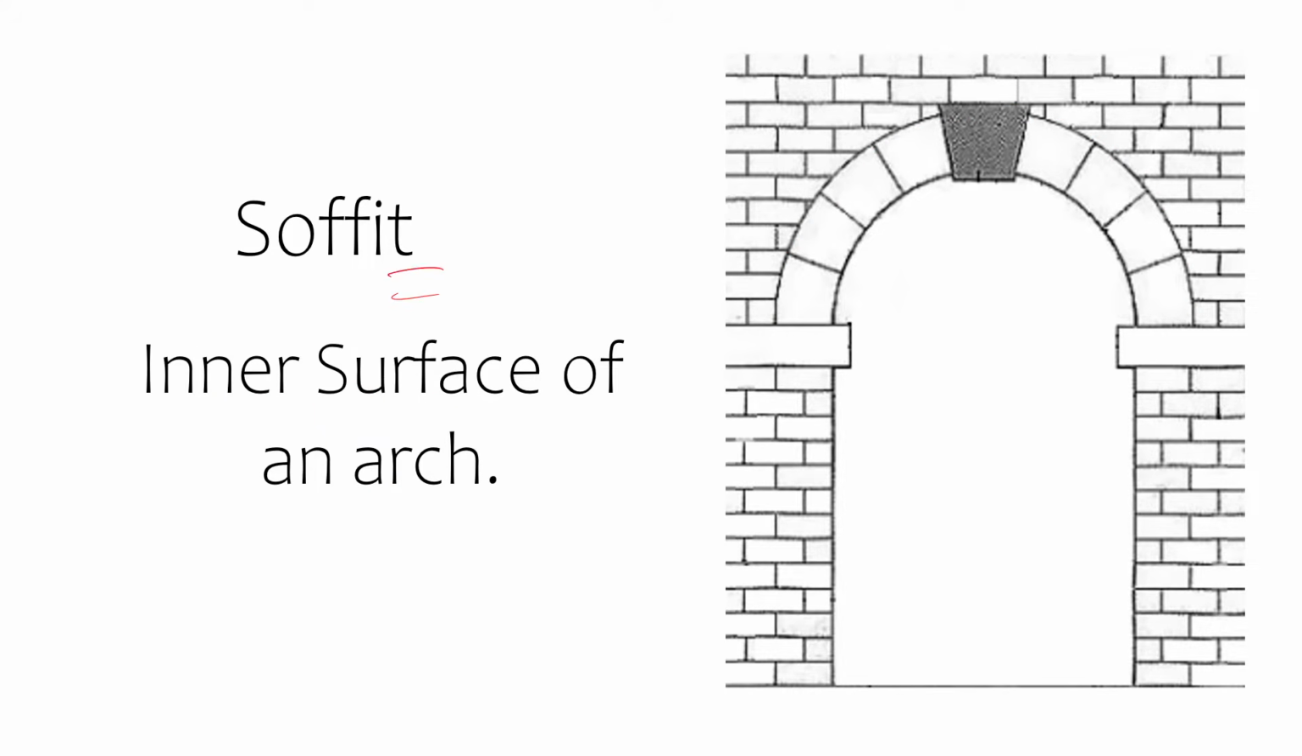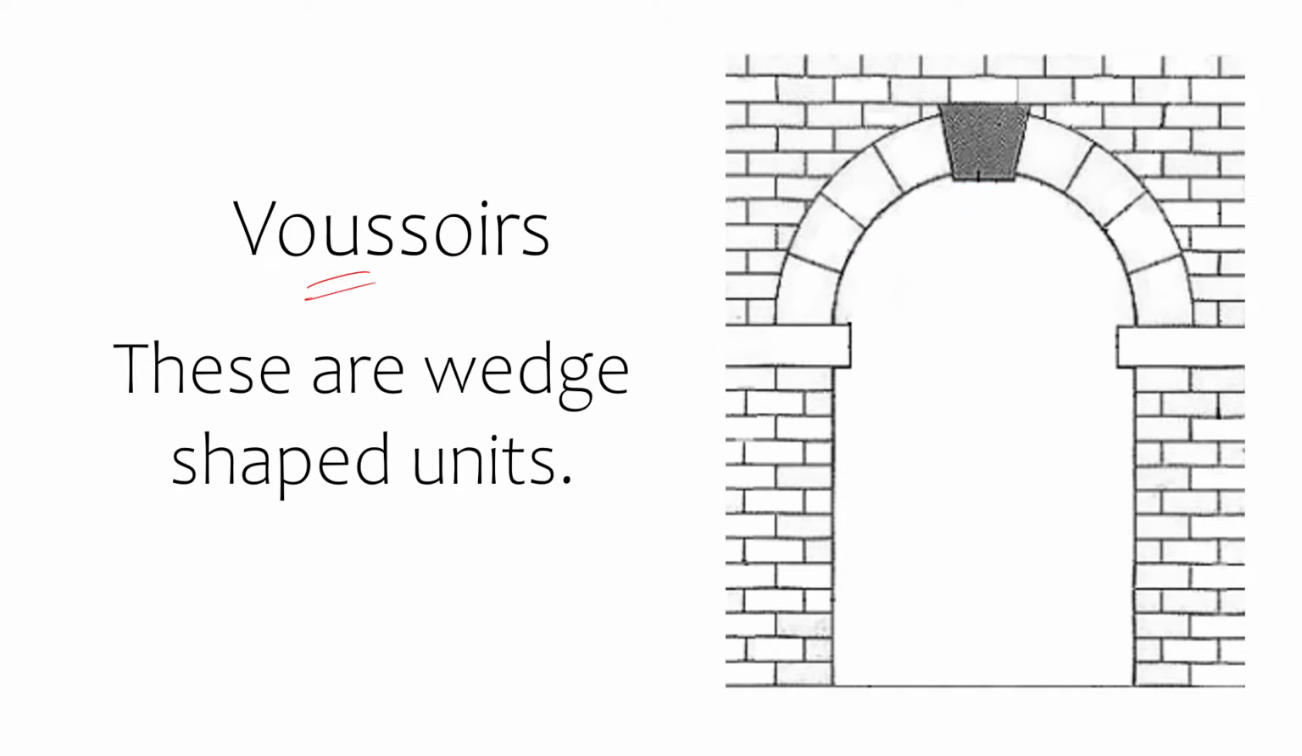Next is soffit. Soffit is the inner surface of an arch. Now this is surface. This is not a curve. So the surface of this one. Next is bossoids. These are the wedge-shaped units. Every arch is made up of some units. So these individual units are known as bossoids.